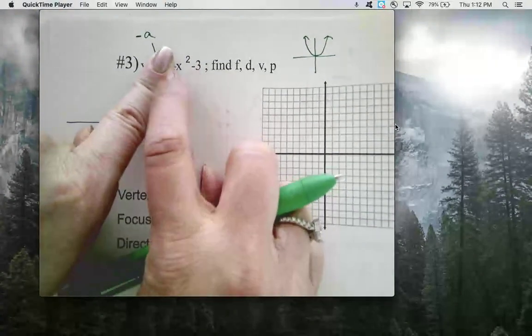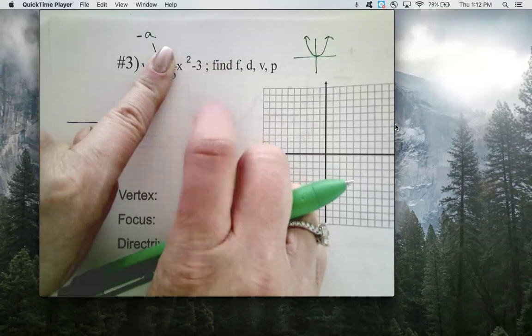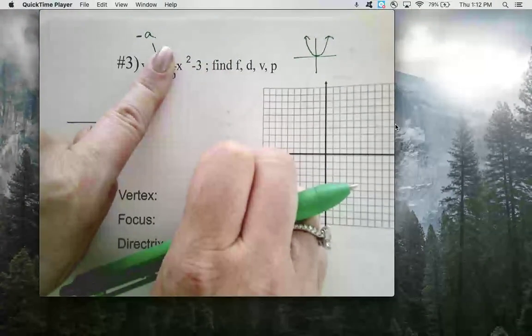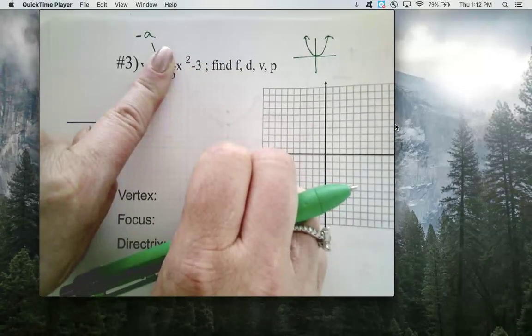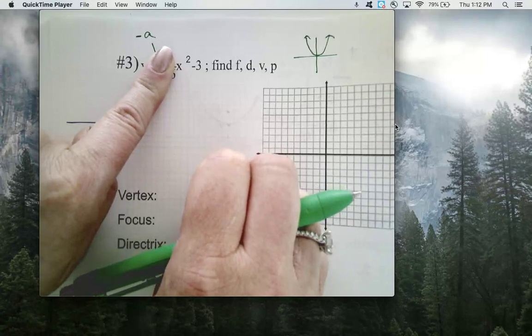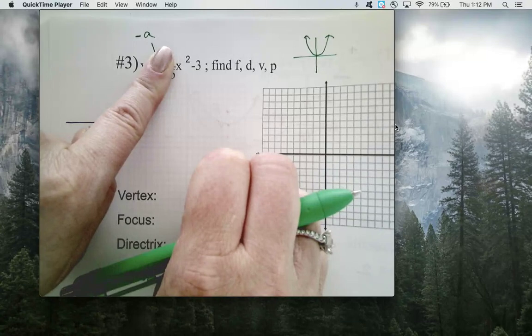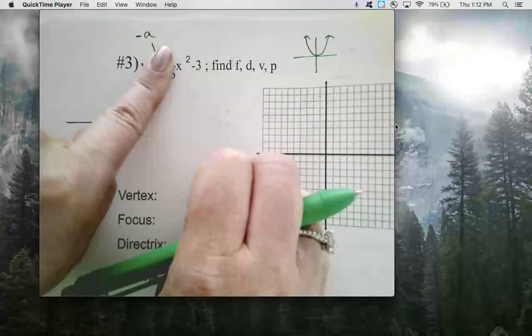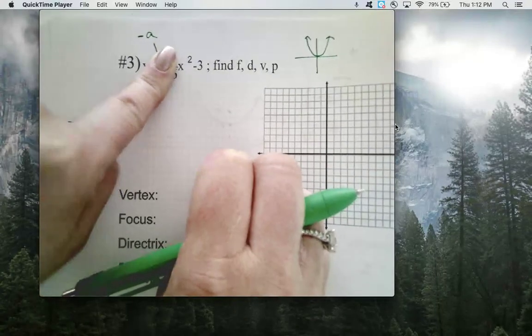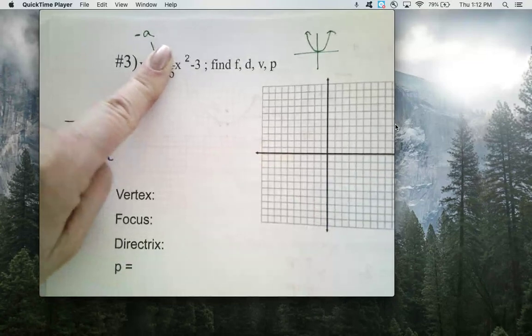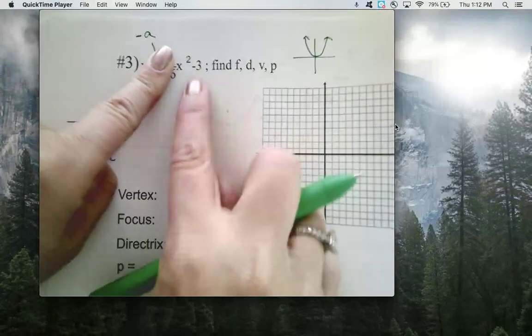Remember, if it's outside of the x squared, it's going to move it left, right, up, or down. Which one do you think? If you were to take a guess, left, right, up, or down? You're right. Thank you. I appreciate it. All I asked is you had a 25% chance. Thank you for at least taking a guess. All right. It is going to move it down 3.